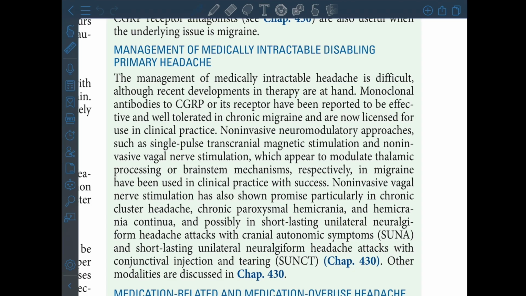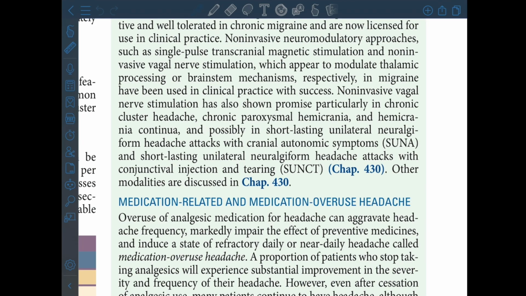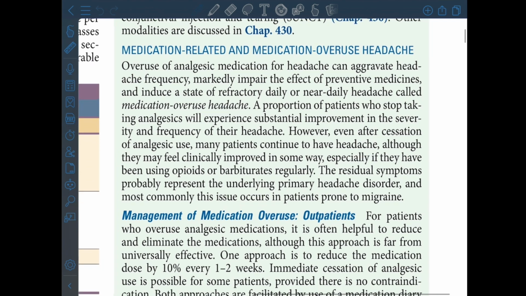Non-invasive neuromodulatory approaches such as single-pulse transcranial magnetic stimulation and non-invasive vagal nerve stimulation, which appear to modulate thalamic processing or brainstem mechanisms respectively in migraine, have been used in clinical practice with success. Non-invasive vagal nerve stimulation has also shown promise, particularly in chronic cluster headache, chronic paroxysmal hemicrania, and hemicrania continua, possibly in SUNA, and short-lasting unilateral neuralgiform headache attacks with conjunctival injection and tearing. Other modalities are discussed in Chapter 430.